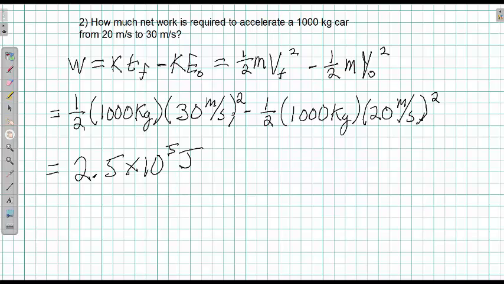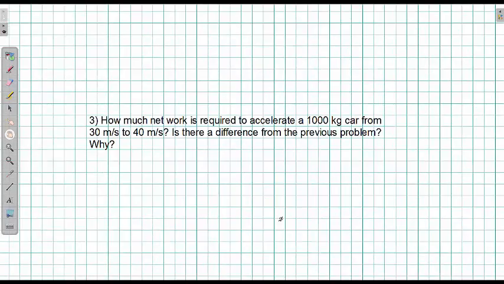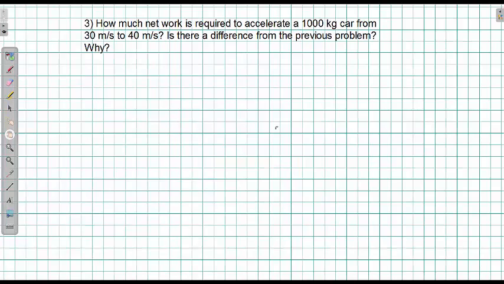Now let's try one more problem. It's virtually the same as this one, changing two numbers. We are going to change our 20 to 30 and our 30 to 40. I'm going to ask you to pause the video and solve this one. I'll tell you what I got in a sec. Okay, as you can see, I got the work to be 3.5 times 10 to the 5th joules.